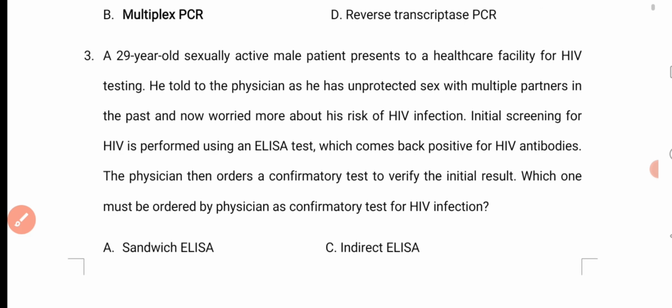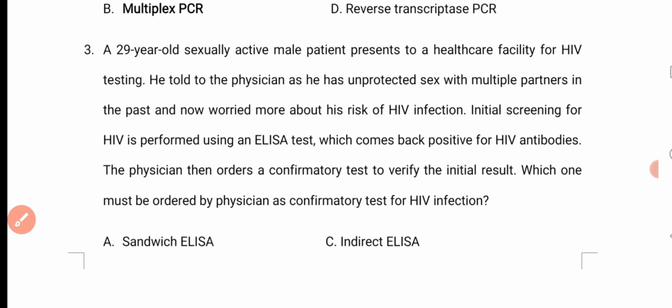Okay, the next is: a 29 year old sexually active male patient presents to a facility for HIV testing. He told that he has unprotected sex and multiple sexual partners, and the doctor has ordered the initial screening using ELISA. It has been positive for HIV antibodies, so the physician orders a confirmatory test. In this case, we need the confirmatory test for diagnosis of HIV. Which one is the confirmatory test?